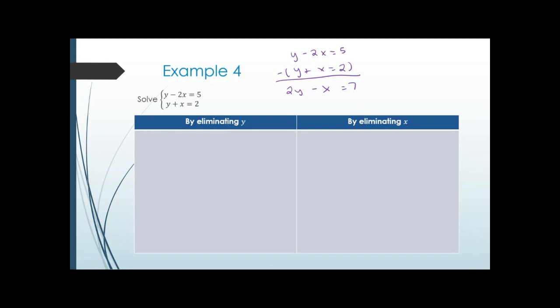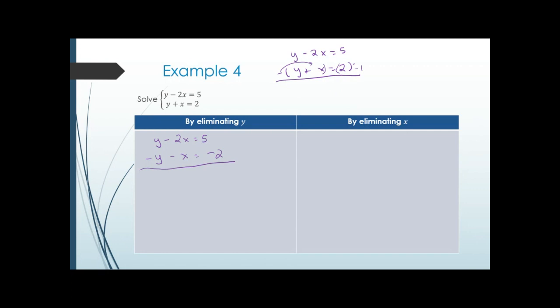So I'm just showing my work up there, just showing that, okay, I'm going to multiply it by negative 1. So that would give me y minus 2x equals 5, and then negative y, and then I have to distribute my negative, that's a negative x. And I'm multiplying both sides here, so I'm also multiplying by a negative 1 on the right, and that equals negative 2. So I'm basically changing the signs of everything.